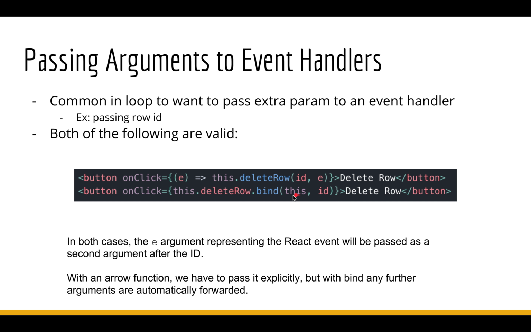And in this example as well, it's something similar. What it's doing is it's using the bind function of JavaScript, and it's binding the this, which is like what we saw before in the constructor. And then anything that's passed in apart from the first parameter is just going to be forwarded as an argument to whatever function is being bound. So in this case, ID will be forwarded to this delete row. I personally prefer doing it the first way because it's a little bit more explicit and a little easier to read in my opinion, but the second way is also valid.